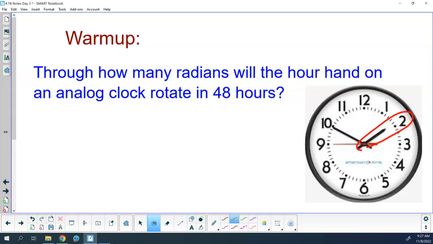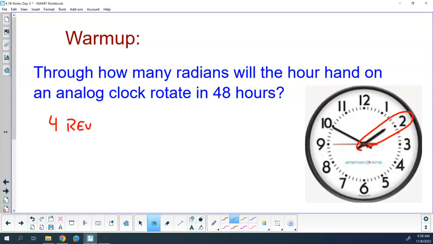48? Do you agree with 48? The minute hand would do 48 laps. Yep. But the hour hand only does 4 laps, because it goes around every 12 hours. It makes 1 lap every 12 hours. So it's doing 4 laps. Or even better, let's get it mathematical. It's doing 4 revolutions.